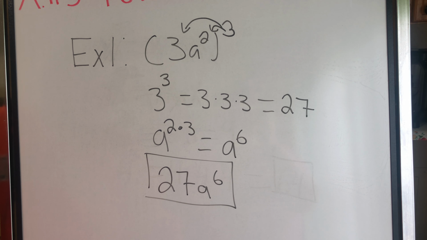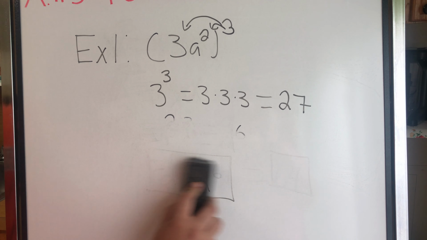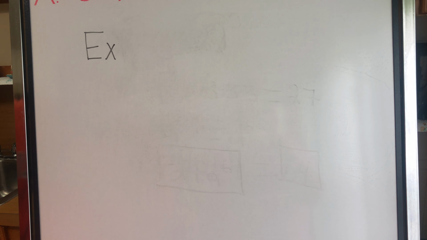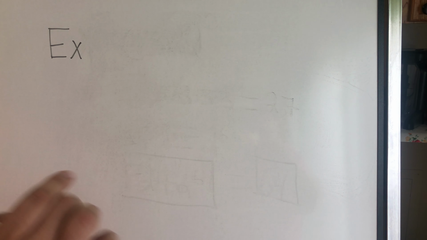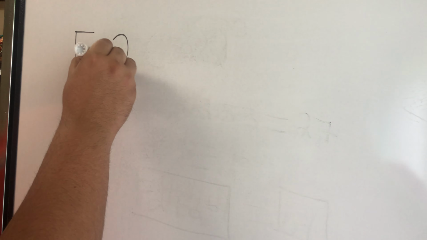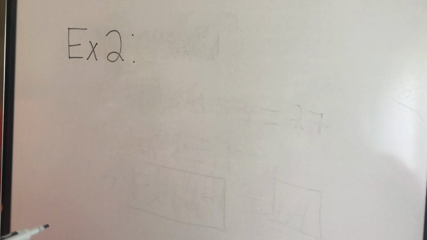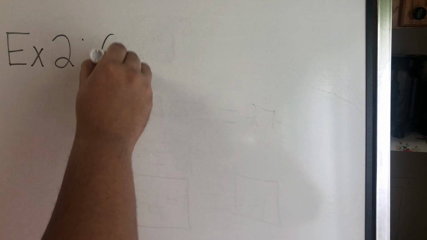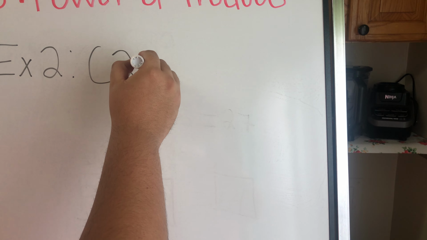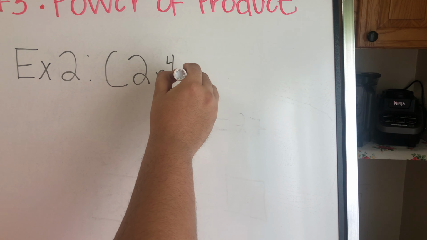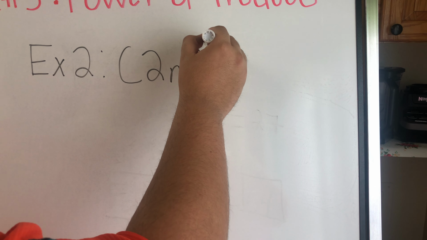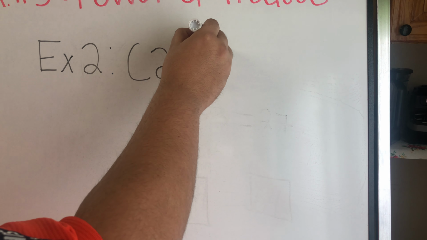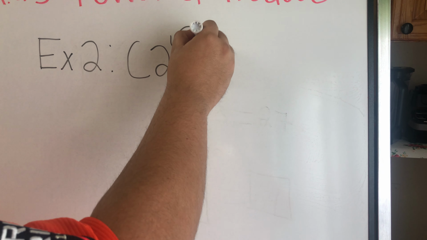Next, let's jump into example problem number 2. And of course, by this point, you guys already know, no negative exponents. But yes, you can have negative coefficients. So let's try this one. Say we have 2n to the 4th, and all that is being raised to the power of 4. So of course, once again, distribute. 4 goes into each one.